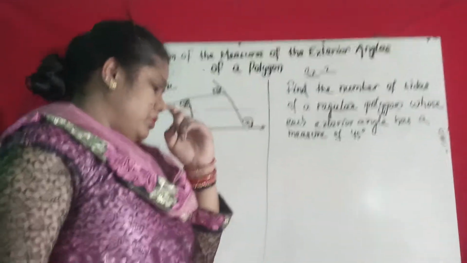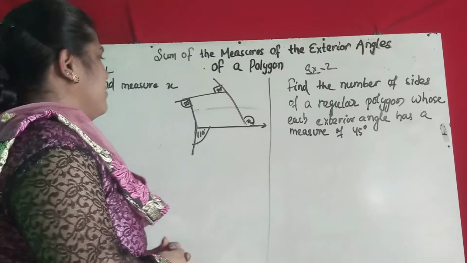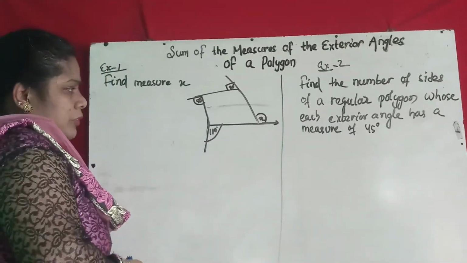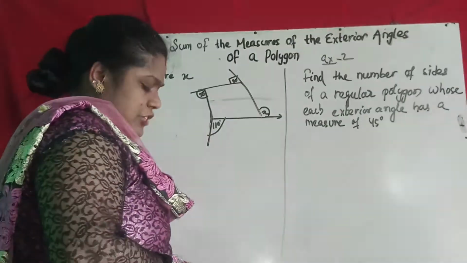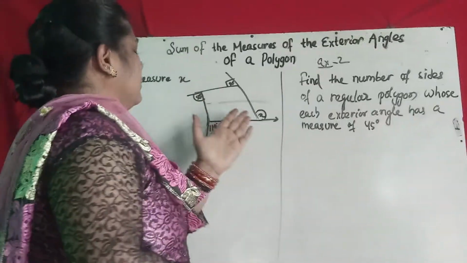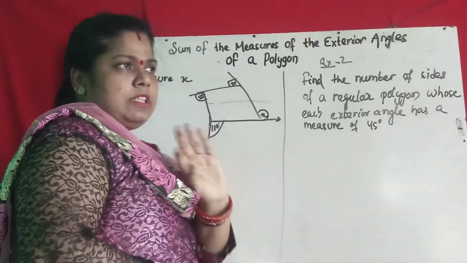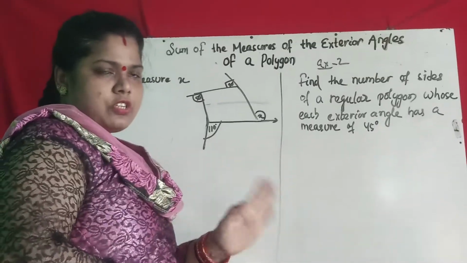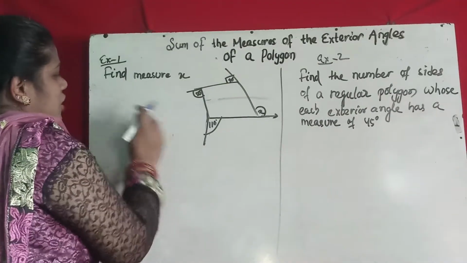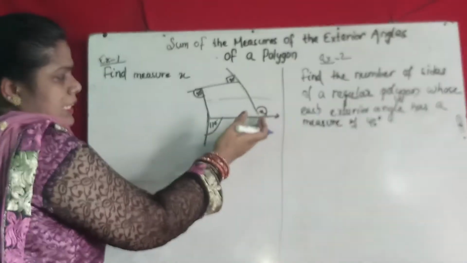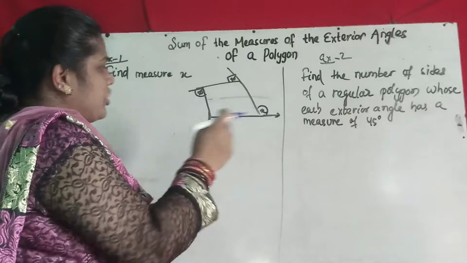So now we look at example 1. Find the measure of x. Here a quadrilateral is given, a 4-sided polygon, with 3 exterior angles given. It is just asking for the exterior angle x. So simply you know that the total of all the exterior angles is 360 degree. That means x equal to how much? You just add the 3 angles and subtract from 360 degree.